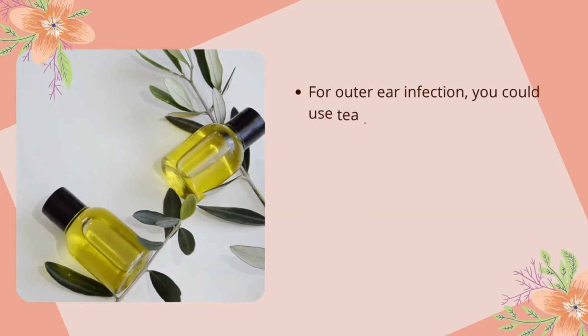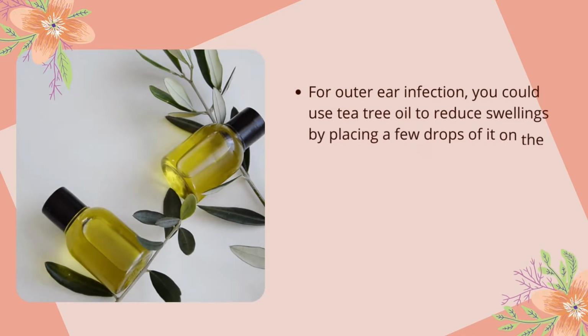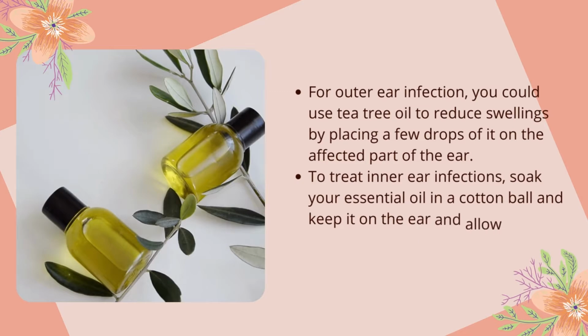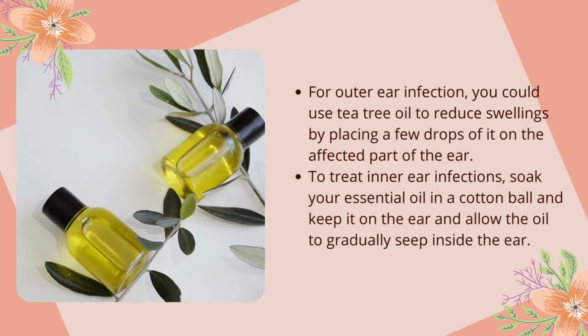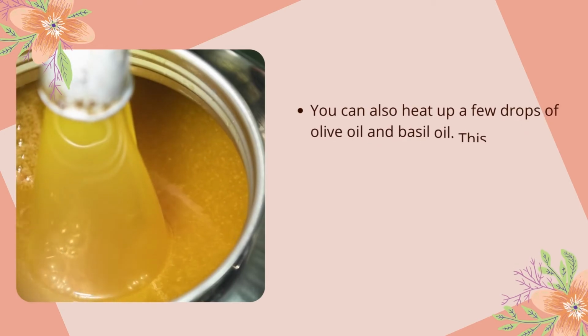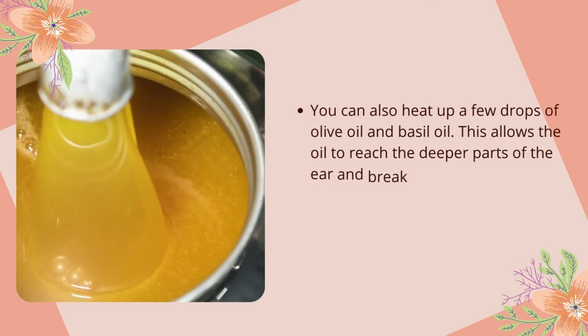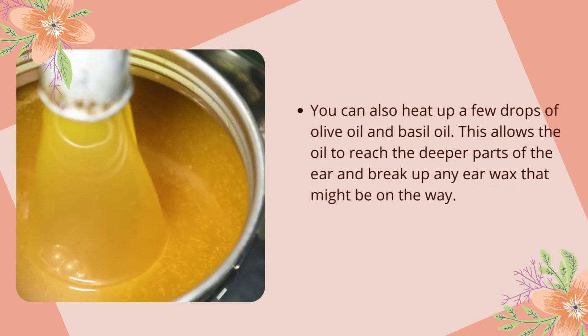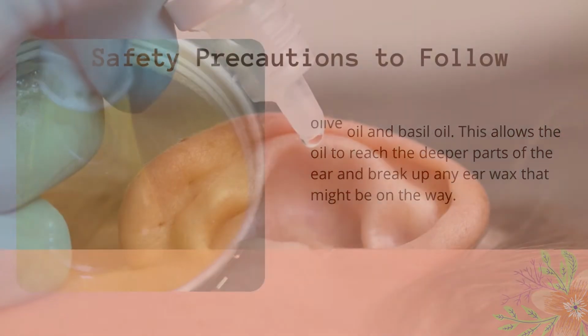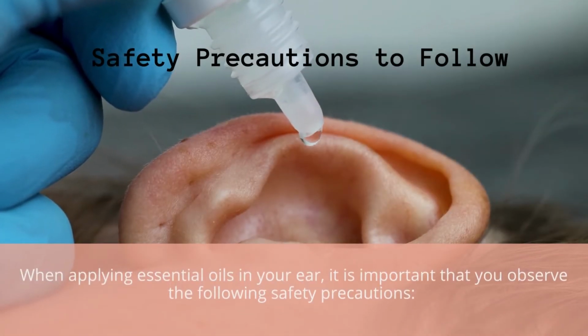For outer ear infection, you could use tea tree oil to reduce swellings by placing a few drops of it on the affected part of the ear. To treat inner ear infections, soak your essential oil in a cotton ball and keep it on the ear and allow the oil to gradually seep inside the ear. You can also heat up a few drops of olive oil and basil oil. This allows the oil to reach the deeper parts of the ear and break up any earwax that might be in the way.